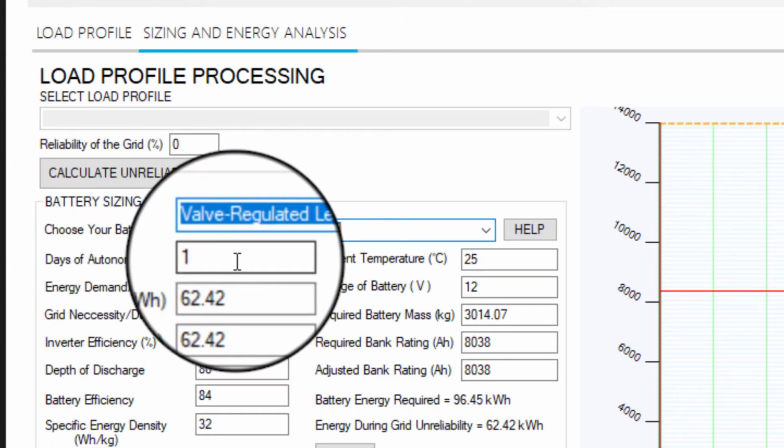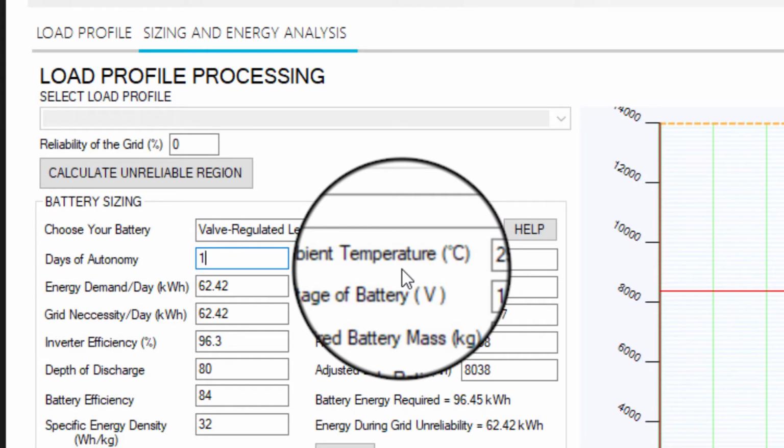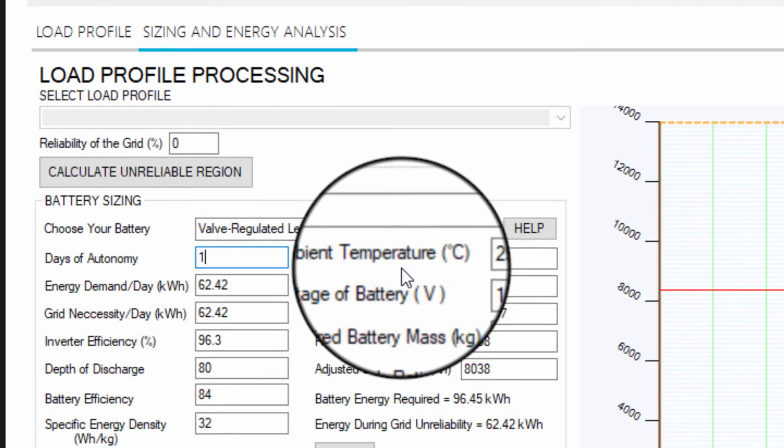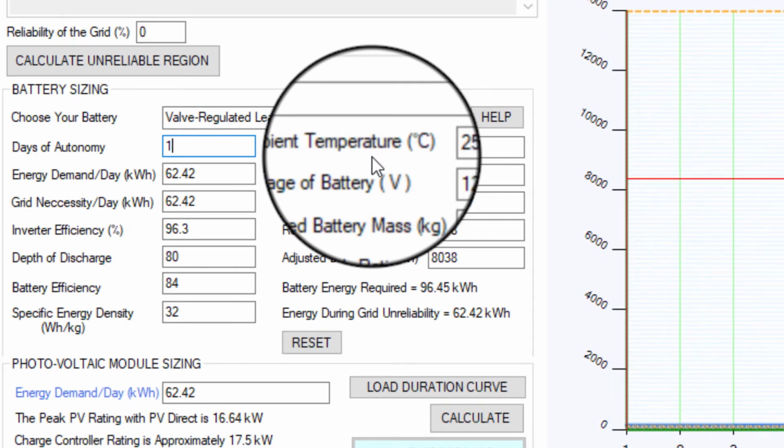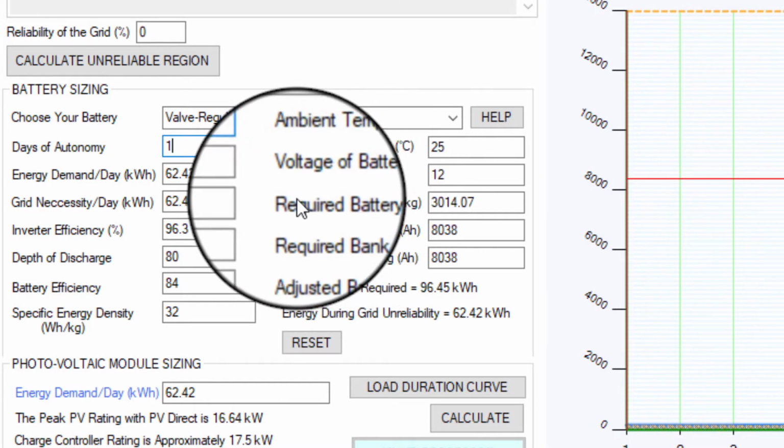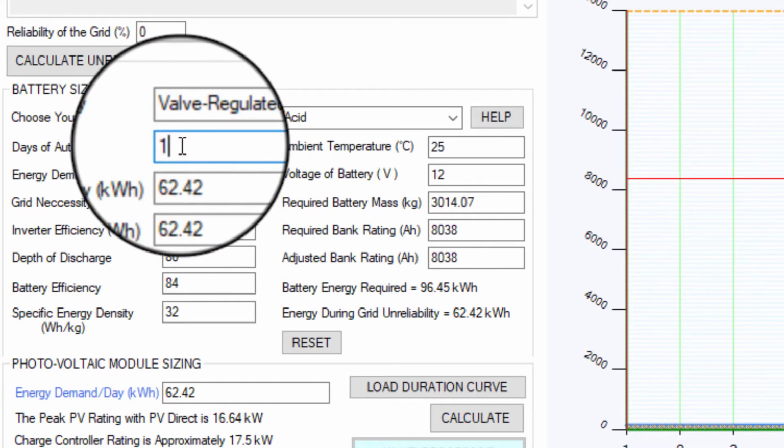Days of autonomy means how many days you want to back up the system. For example, if you want the system to work for one entire day without recharging, you can give days of autonomy as 1. If you want 5 days of working without recharging, then you can give it as 5. Usually it is 1 day because we have solar power after 1 day, so that is a recurring period. So usually we give it as 1. If you want to slightly oversize the system, you can modify this also.